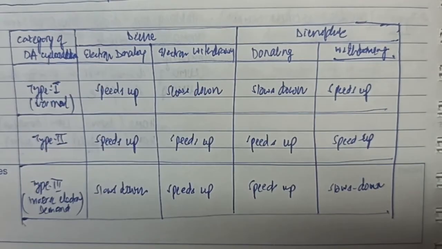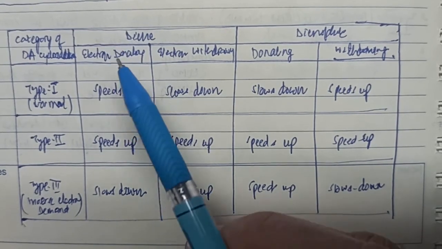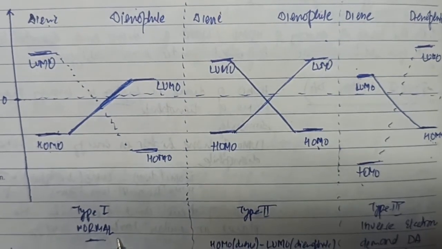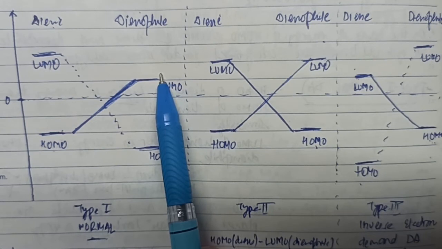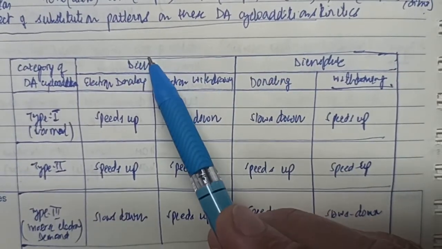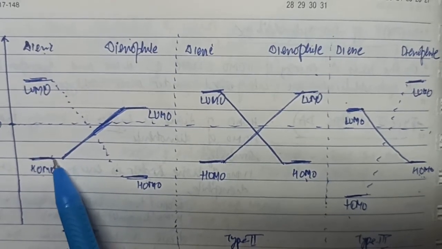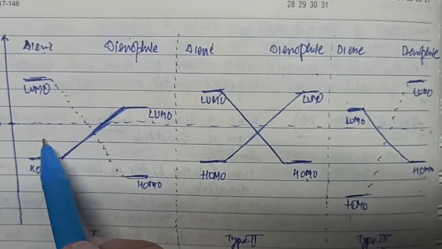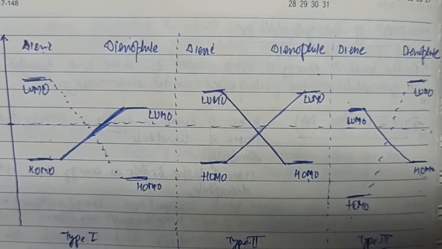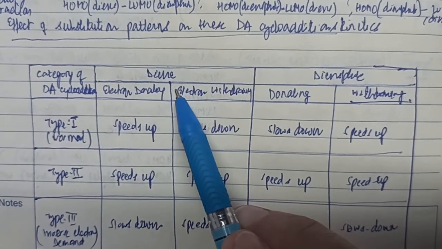In the case of a type 1 cycloaddition reaction, which is also called the normal cycloaddition reaction, what will happen if you substitute the diene with an electron donating group? Now let's go back to this figure. This figure is a normal Diels-Alder cycloaddition reaction where the HOMO of the diene and the LUMO of the dienophile is the major interaction. If I substitute the diene with an electron donating group, what will happen? An electron donating group raises the level of the HOMO. As a result, the HOMO-LUMO gap will decrease, and if the gap decreases, there is an increasing interaction, increasing perturbation, which tends to speed up the chemical reaction. Hence, substituting a diene in a type 1 reaction with an electron donating group speeds up the reaction.